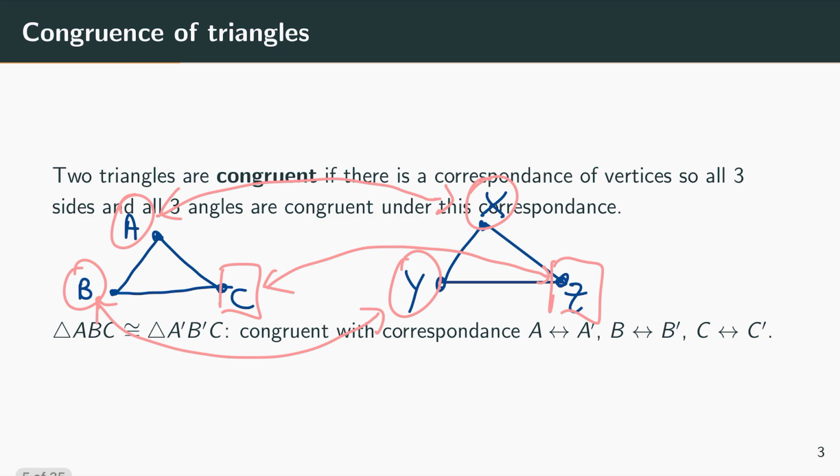Triangle ABC is congruent to triangle A prime, B prime, C prime. When we write it like that, what we mean is we're pairing off those vertices in the order that they appear in. So A goes with A prime, because that's in the first spot. B goes with B prime, because that's in the second spot. And C goes with C prime, because that's in the third spot.